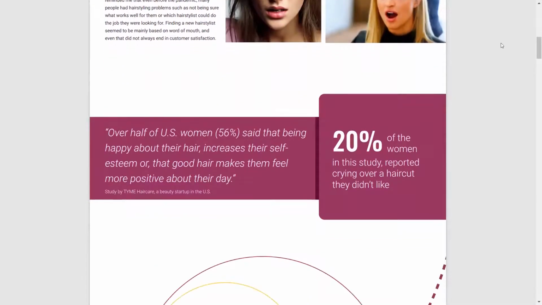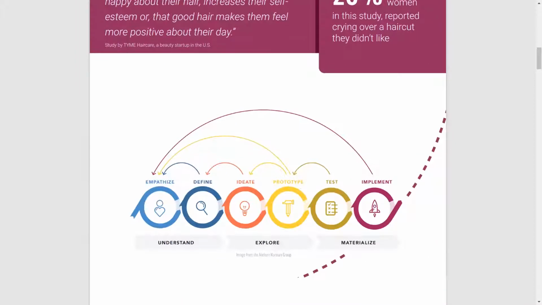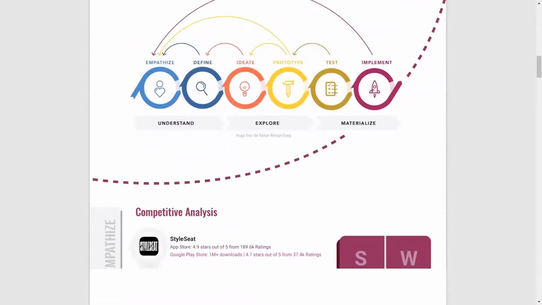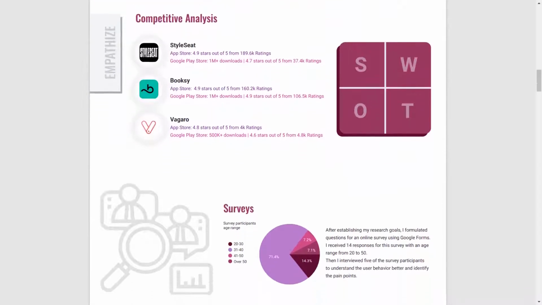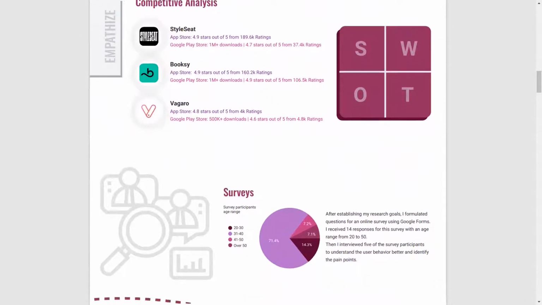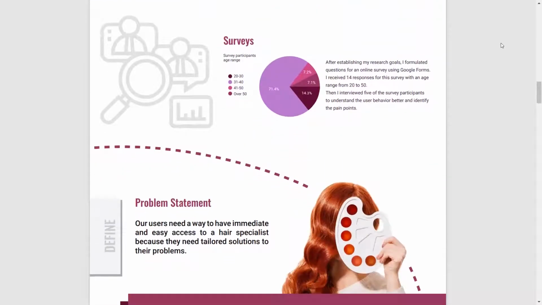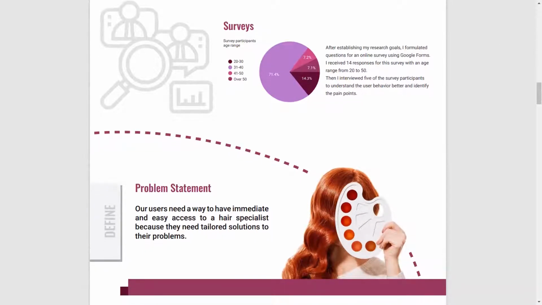In order to get to know the problem better, I started studying the statistics to build up my framework. I did a SWOT analysis on the existing competitors and conducted a survey and user interviews in order to get first-hand information on users' pain points. And I came to this idea that our users need a way to have immediate and easy access to a hair specialist because they need tailored solutions to their hair problems.